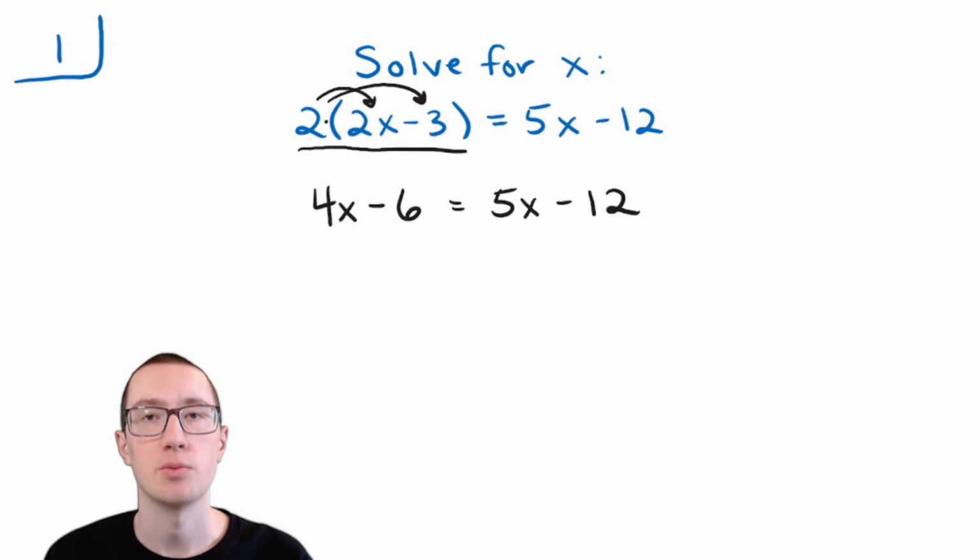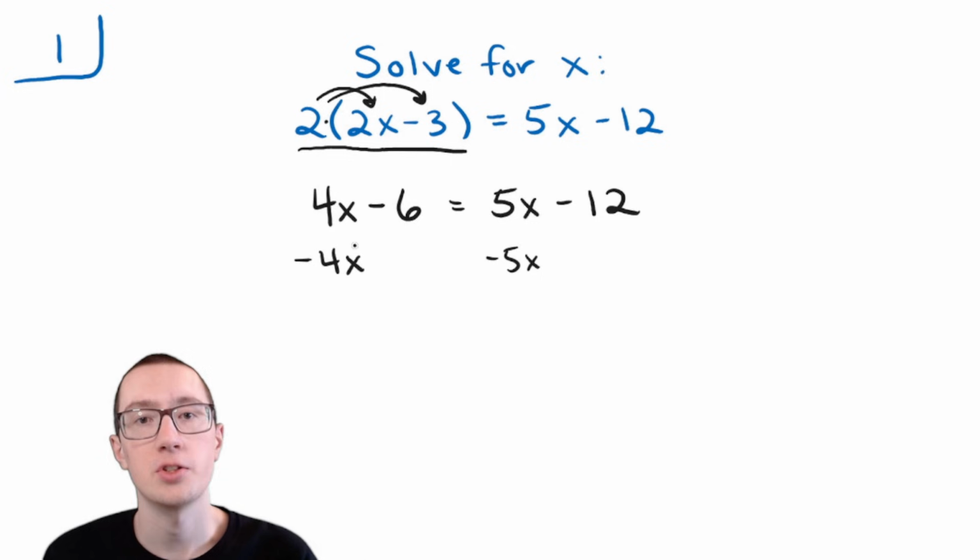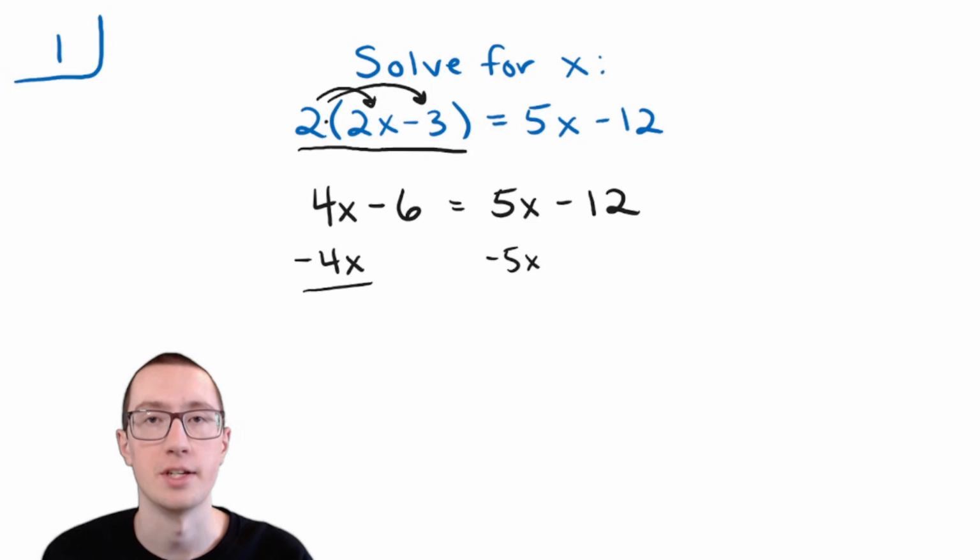Now, we need to get x by itself, but it's kind of hard to get x by itself when x is on both sides of the equation, because we need it to be on one side. So what we're going to do is subtract one of these x's from the equation. Now, you have two options here. You can subtract 4x from this side, or you could subtract 5x from this side. I personally would subtract the 4x, because if you subtract the 5x, then you're going to be doing 4 minus 5, and you'll have negative numbers. And we like to avoid negative numbers as much as possible.